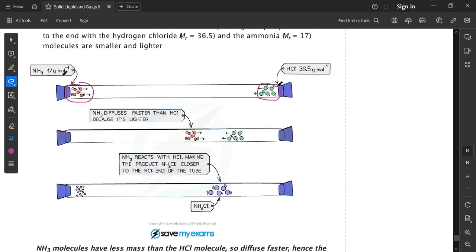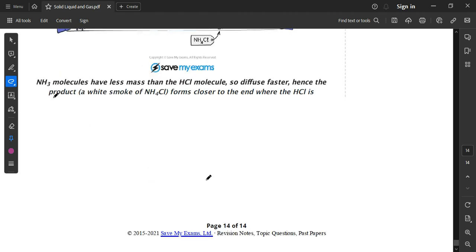Since their molecular mass is less than that of HCl, they will be able to move faster, while HCl will move comparatively slower. When they meet at a point, that is where the product is formed. So NH3 diffuses faster than HCl because it's lighter. NH3 reacts with HCl, making the product NH4Cl closer to the HCl end of the tube. NH3 molecules have less mass than HCl molecules, so they diffuse faster. Hence, the product, a white smoke of NH4Cl, forms closer to the end where the HCl is.